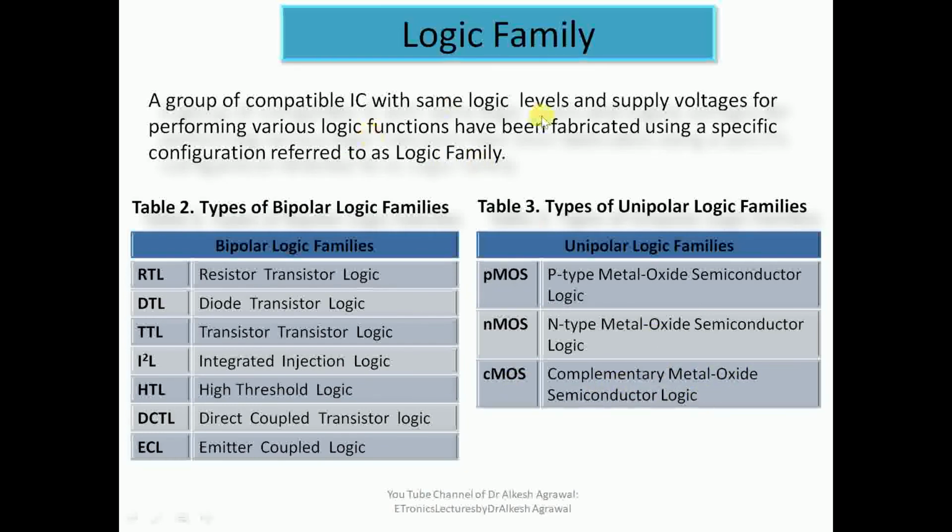So we have logic family. What is a logic family? It is a group of compatible ICs that work on the same logic levels and supply voltages to perform arithmetic and logical operations. We have two kinds of logic families. One is based on bipolar logic families and one is based on unipolar logic families. We have certain standard examples of logic families tabulated in table 2 and table 3.